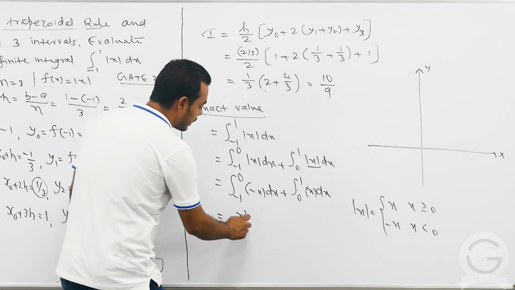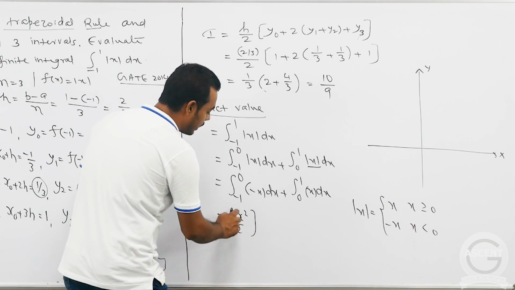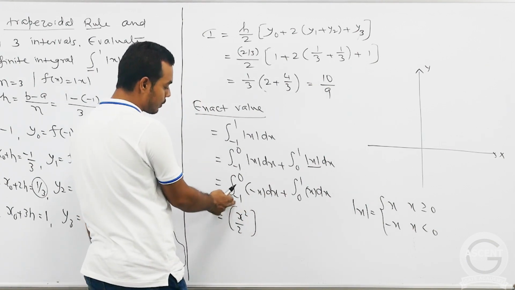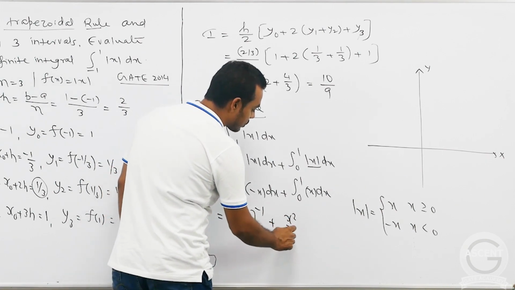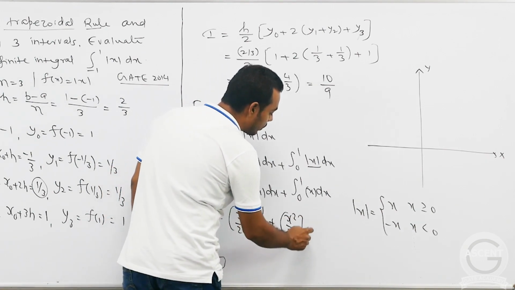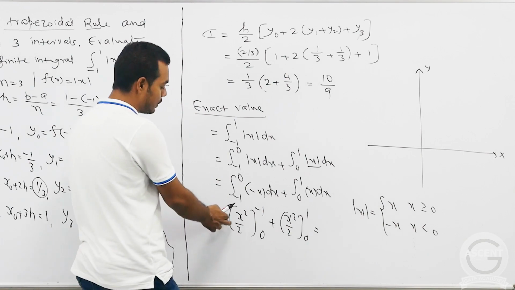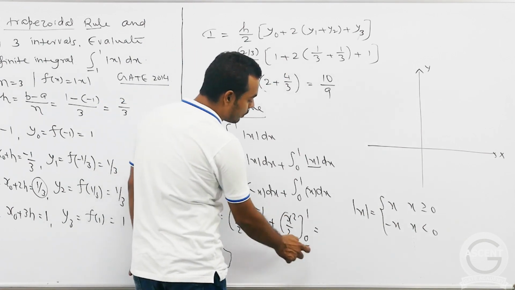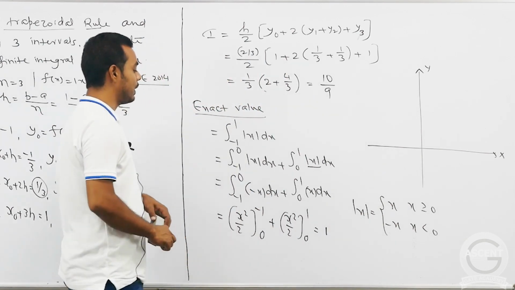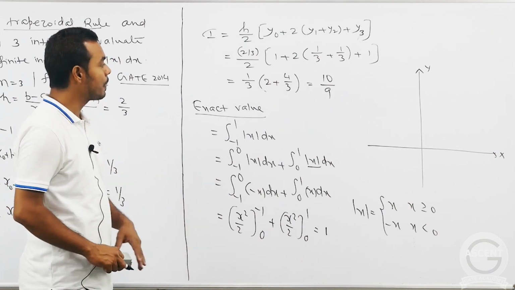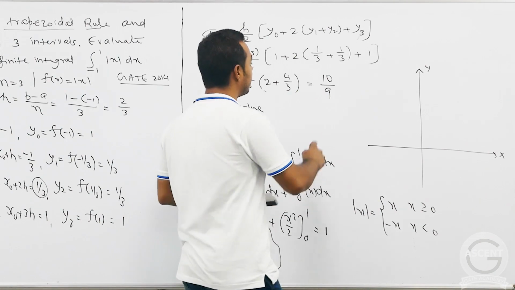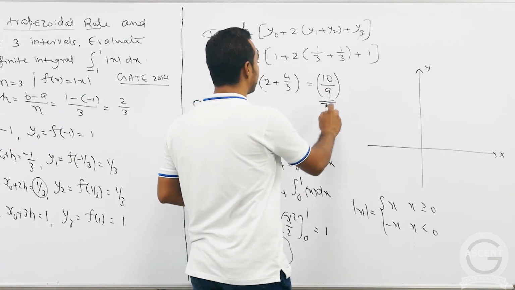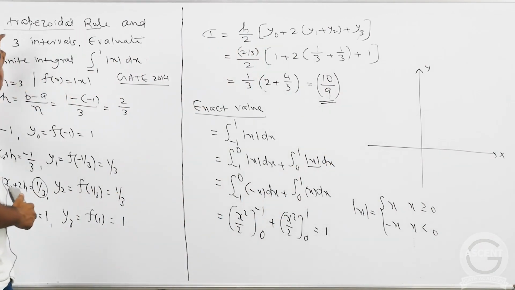So now this will be the integration of minus x square by 2, so we are going to change the limits of integration, plus x square by 2 from 0 to 1. Now if you substitute these numbers, you will get 1 by 2 from here, 1 by 2 from here, so this will be 1. So the value of the exact integral is 1, and the value that we are getting using the trapezoidal rule is 10 by 9. This is our answer, because the question was to find the value of the integral using the trapezoidal rule.